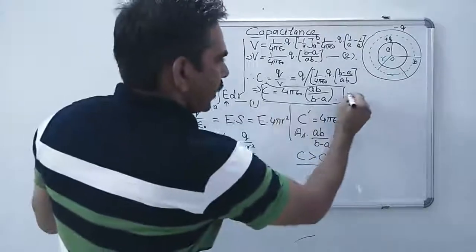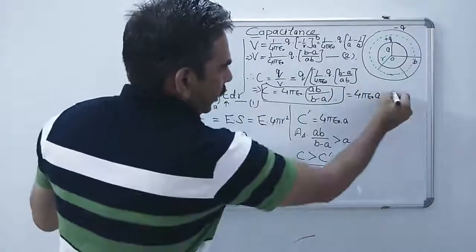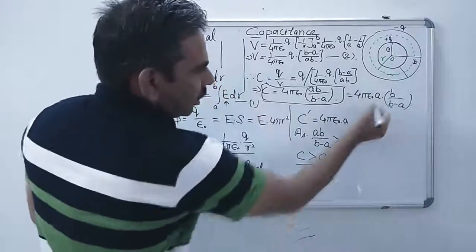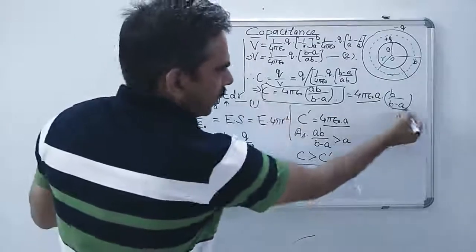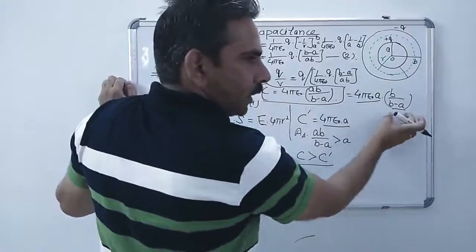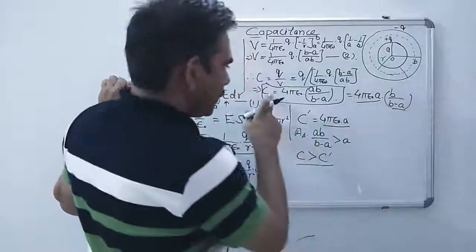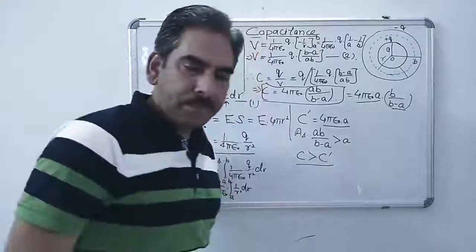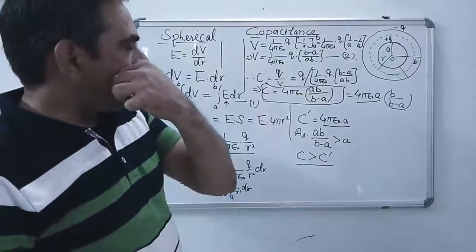To make it easy to understand, you can write it as 4 pi epsilon naught into A into B upon B minus A. So this term is common, but this formula of capacitance has this extra term. Now this extra term is more than 1. So something multiplied by more than 1, the total value becomes even bigger. So we can say that the new capacitance will be more than the earlier capacitance for a single sphere. So this is how we find the capacitance of a spherical capacitor.